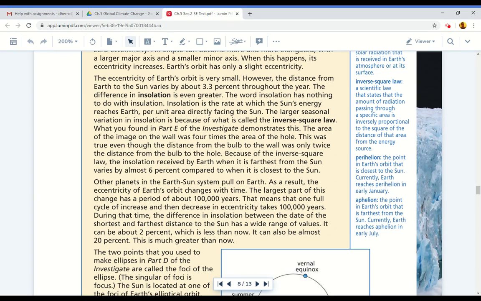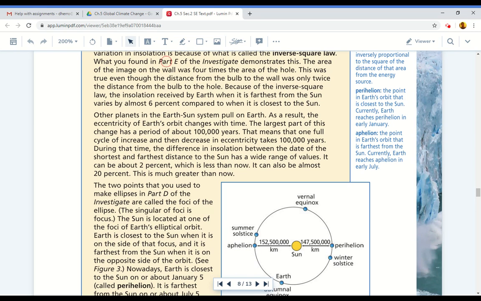However, the distance from Earth to the Sun varies by about 3.3% throughout the year. The difference in insolation is even greater. The word insolation has nothing to do with insulation. Insolation is the rate at which the sun's energy reaches Earth per unit area directly facing the sun. The larger seasonal variation in insolation is because of what is called the inverse square law.